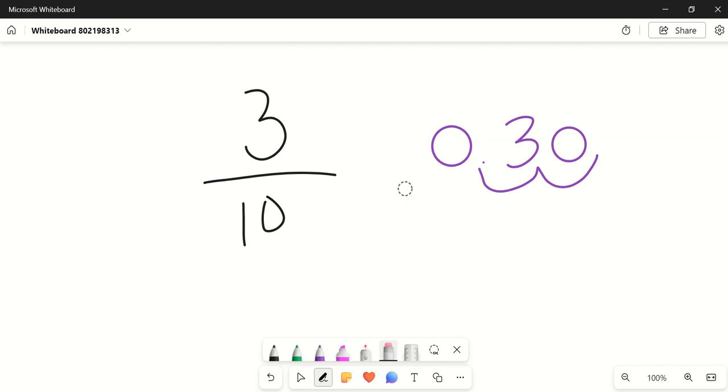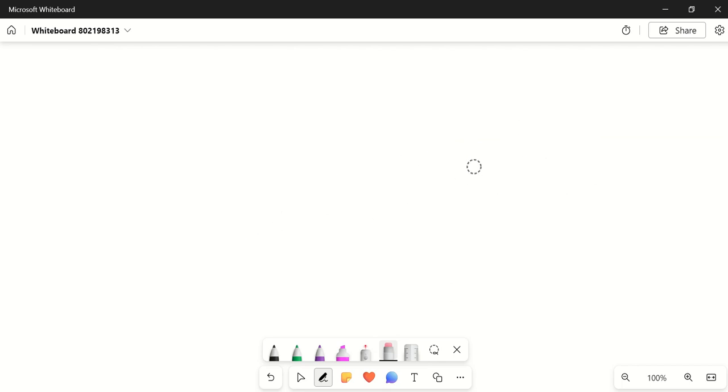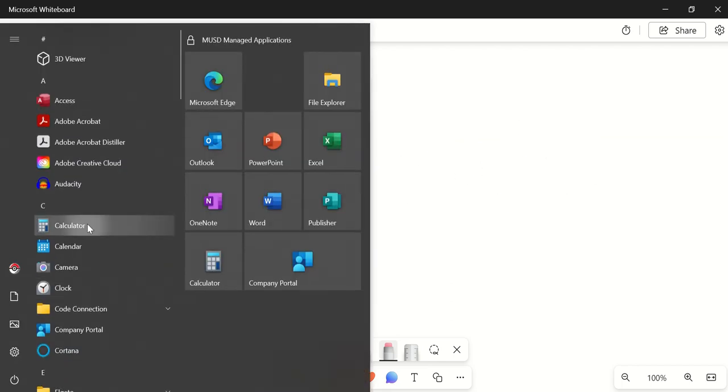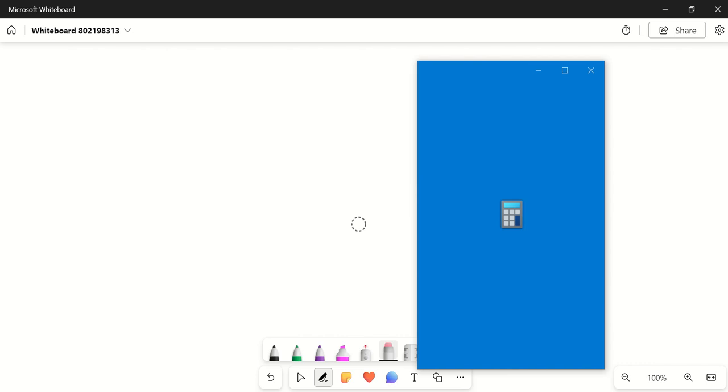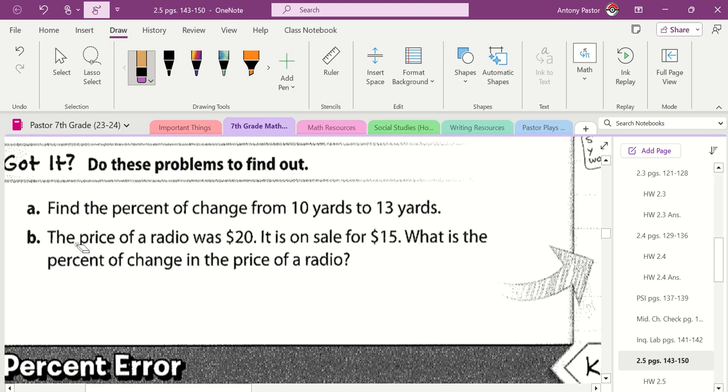Now let me go ahead and erase this whiteboard. And I keep closing the calculator. I'm going to need to keep this open just in case. The price of a radio was $20. It is now on sale for $15. What is the percent of change in the price of a radio?